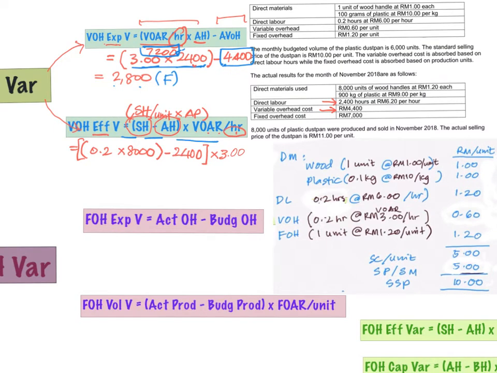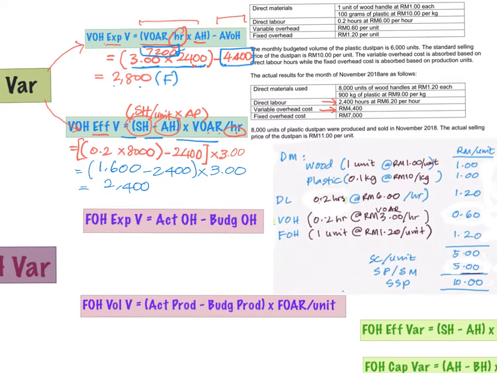Okay, so here we have 1,600 from this calculation, and then minus 2,400 times 3 ringgit. So when you solve this, you are going to get the amount of 2,400 ringgit.